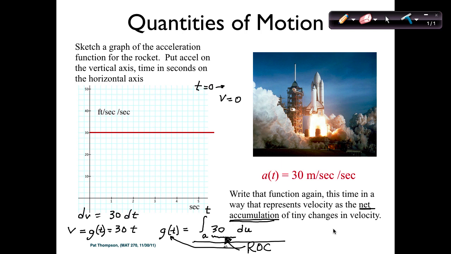So, when I first wrote this g of t, I didn't use the two argument version. If I'm not going to use the two argument version, then I'm going to start from 0. But if I use the two argument version, then it will be the integral from a to t of 30 du. Or you could write a of u du, that's fine too, because a of u is 30.